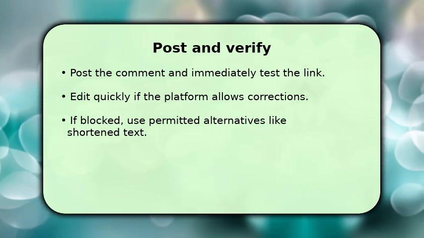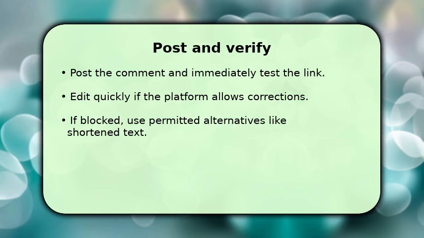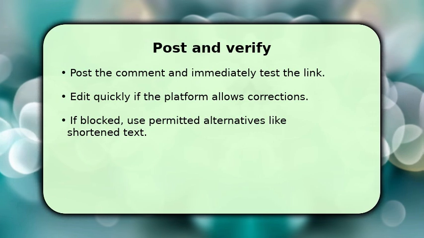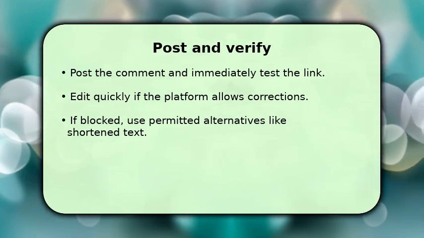If the link still fails, use an allowed alternative such as the platform's attachment option or reference a searchable title users can find without a direct URL.